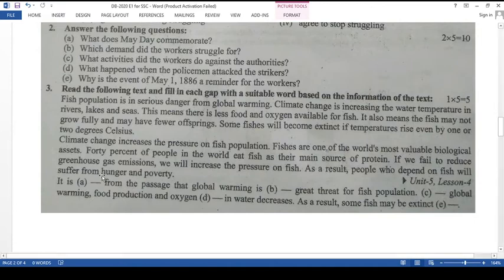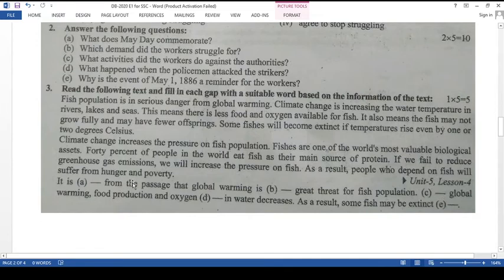So in number A there will be sure or obvious or clear, and in number B there will be a threat for fish population. Global warming, so here the answer may be due to, but we have to know that one word should be chosen. That's why due to can be replaced by for. So our answer will be for.